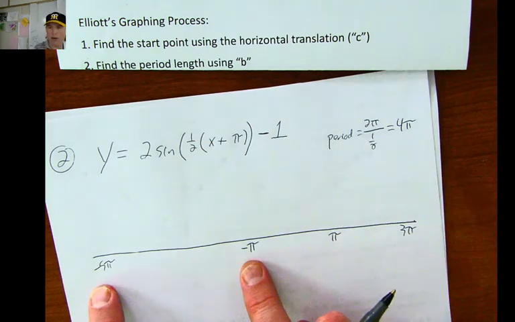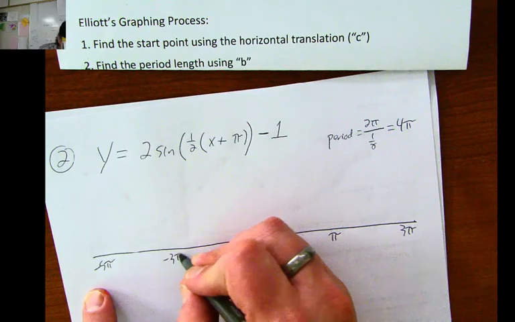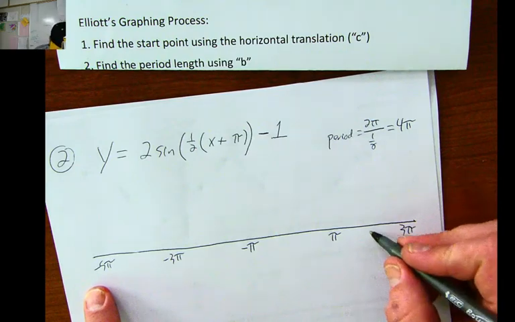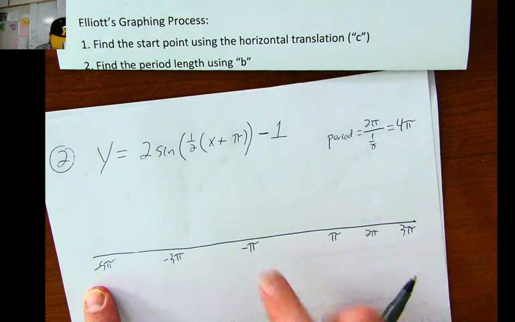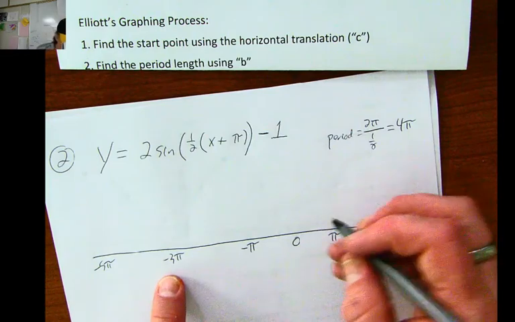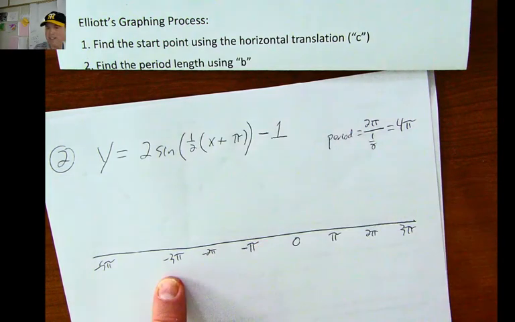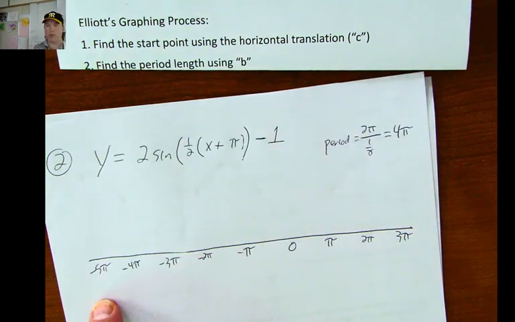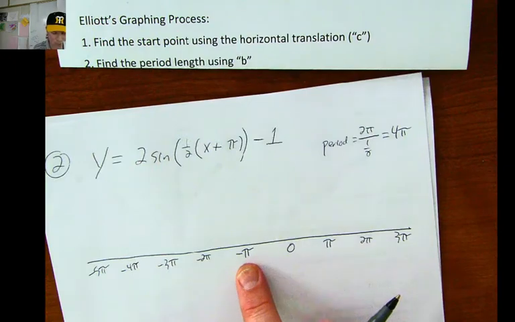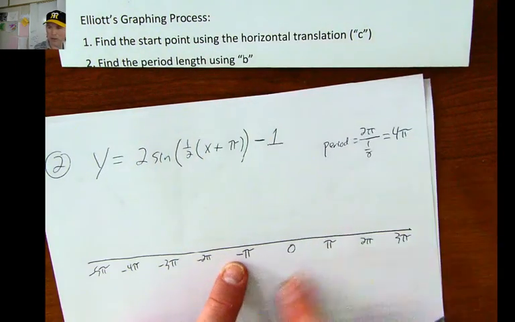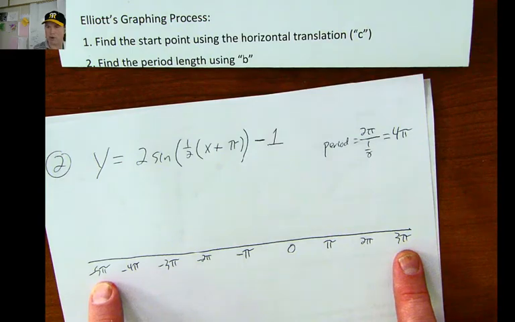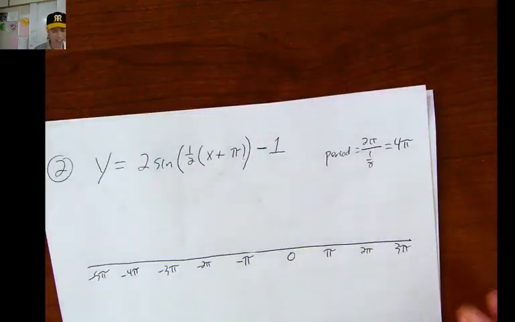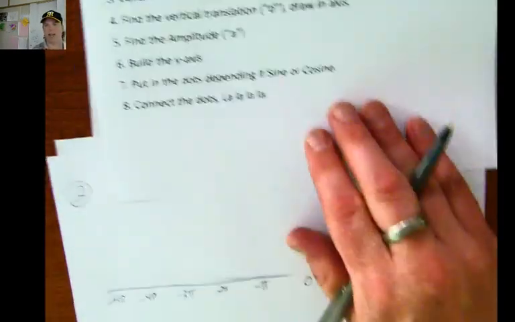Halfway between negative pi and negative 5 pi, negative 3 pi. I do the midpoints. Halfway between pi and 3 pi, 2 pi. Halfway between pi and negative pi, 0. Halfway between negative pi and negative 3 pi, that is negative 2 pi. And last over here, negative 4 pi. So that's steps 1, 2, and 3: finding the start point, using the period length to get my endpoints for my periods, and then I build the x-axis using midpoints, adding up, dividing by 2.